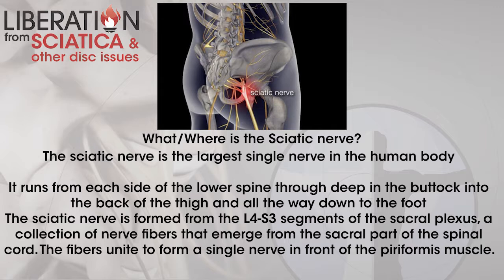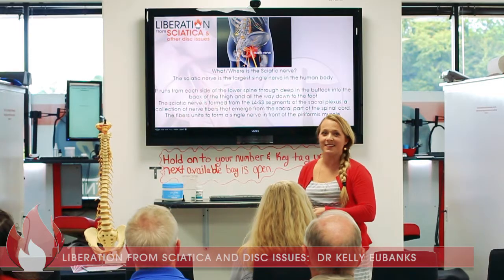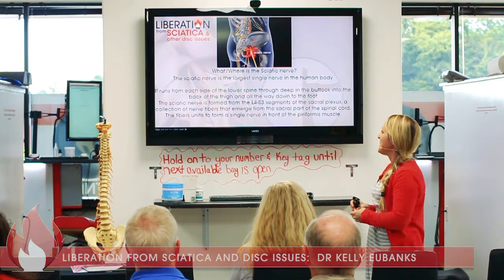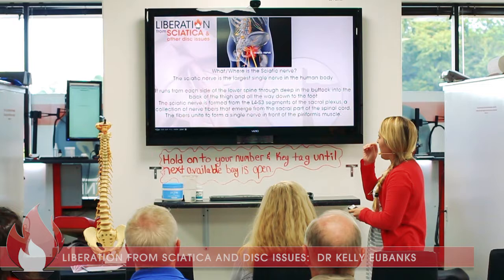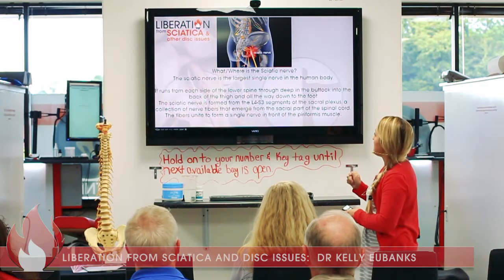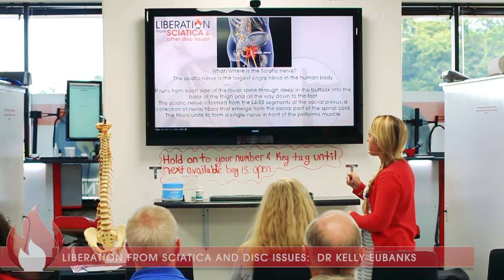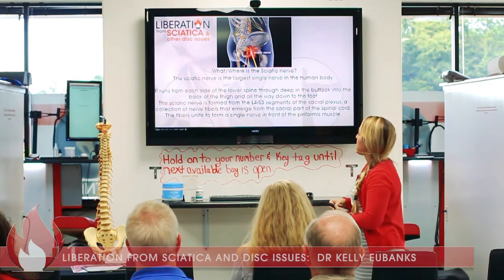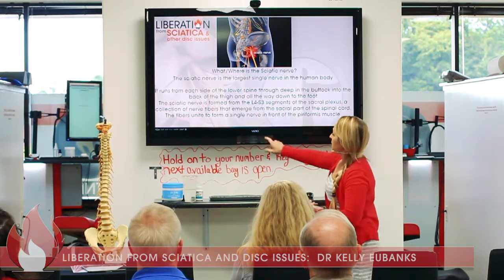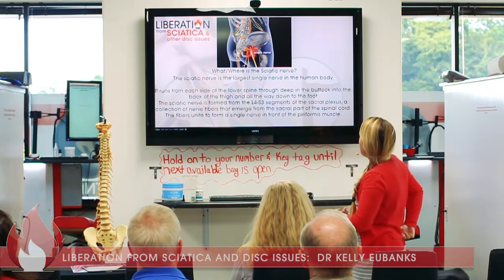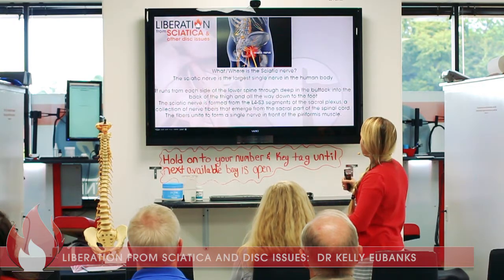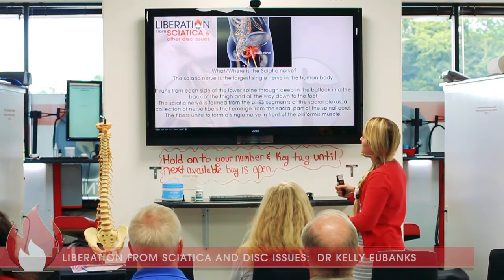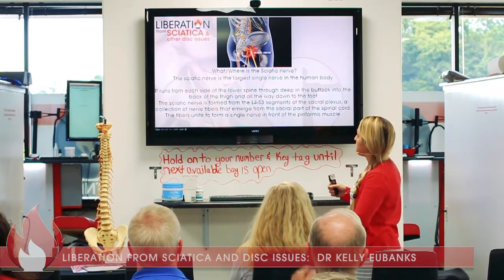The sciatic nerve is the largest single nerve in the human body, and it's pronounced sciatic, not sciatic, just FYI. A lot of people say it's sciatic. Anyways, it runs from each side of the lower spine through deep in the buttock into the back of the thigh and all the way down to the foot. The sciatic nerve is formed from the L4 to S3 segments, so that's from your lumbar spine into your sacrum, of the sacral plexus, a collection of nerve fibers that emerge from the sacral part of the spinal cord. The fibers unite to form a single nerve in front of the piriformis muscle.